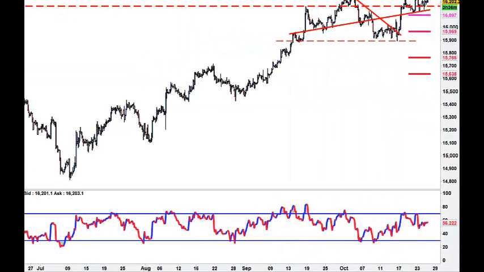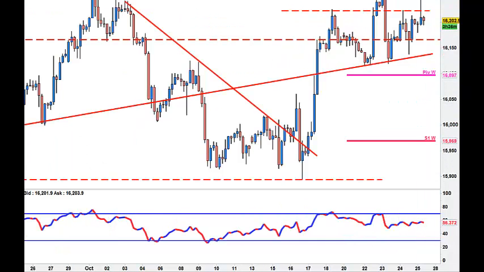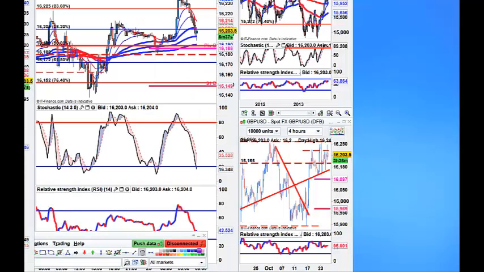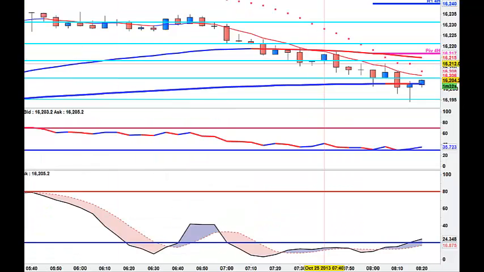If I just pan this right back, you can see there's my long-term target, 163, right up there for the weekly R1. So that's the next logical pivot if this area here holds. Okay, so let's just put the camera back to this one.